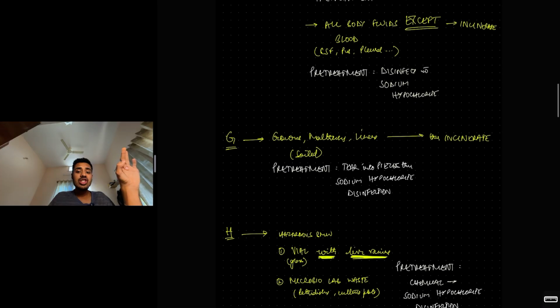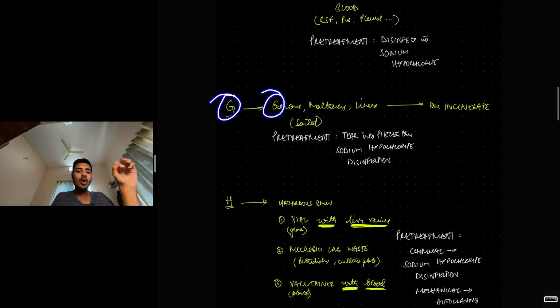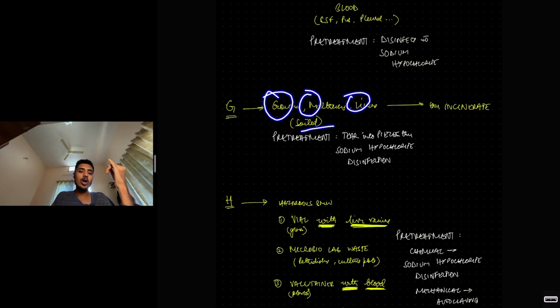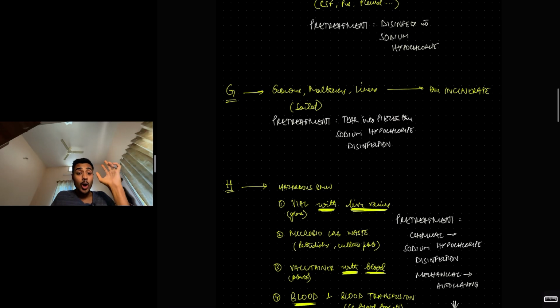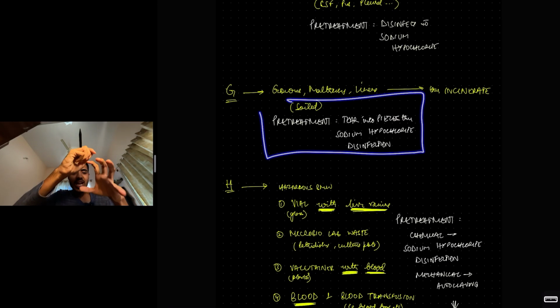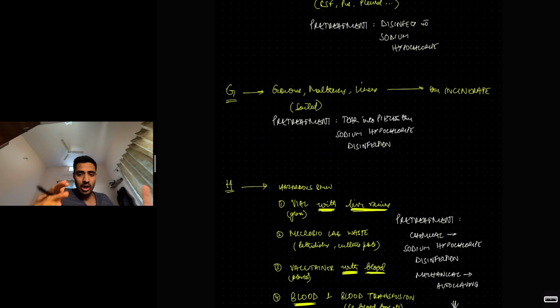G for gowns, all the clothing stuff: gowns, mattresses, linens which have been soiled. A patient has slept on a mattress, the gowns of the doctors, surgeons, the mattresses. This also requires pre-treatment. You have to tear those mattresses, those gowns into smaller pieces, disinfect with sodium hypochlorite and then incinerate. Incinerate, yellow for incinerate. Understood? So gowns, mattresses, linens, tear them into pieces, disinfect with sodium hypochlorite and then incinerate.